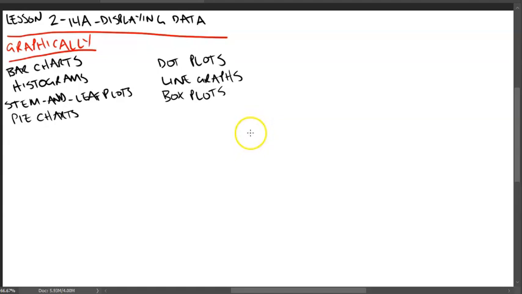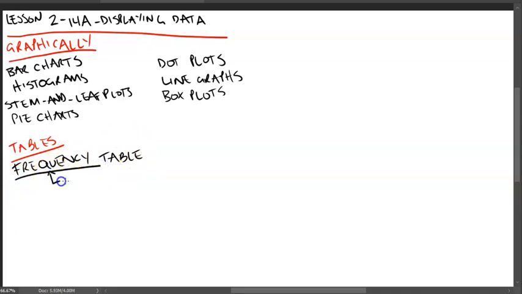Now these are a few of many ways that we can display data graphically. We can also display data through tables. And the most common one that pops up, the most used one, is what we call a frequency table. And frequency, the word frequency, all frequency means is just count. Okay? Frequency just means the count of something. So when we're talking about frequency tables, we're just talking about count tables.